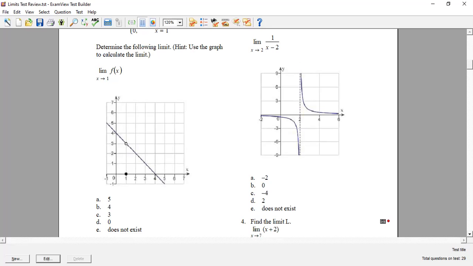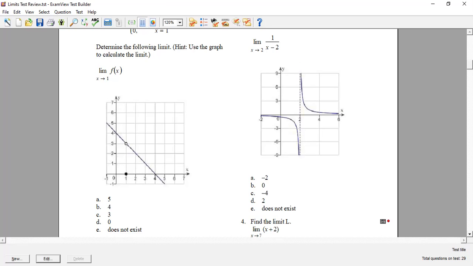So what do you mean that it comes together? Your graph from the left and the right comes to the same point. So the limit does exist because it comes to the same point. It's not asking for the right or left. Right. Okay. Correct. Everybody understand that?